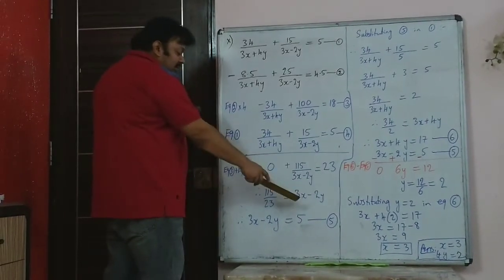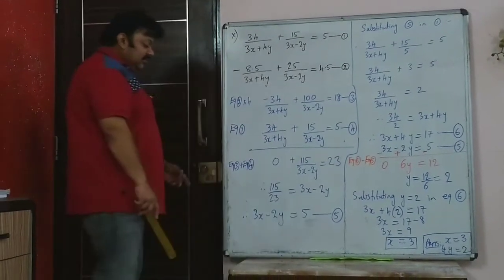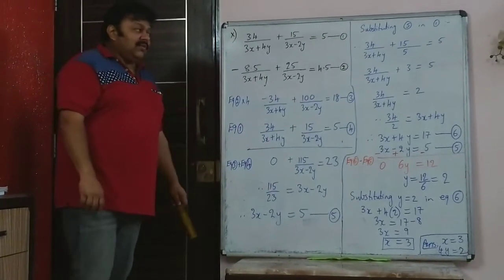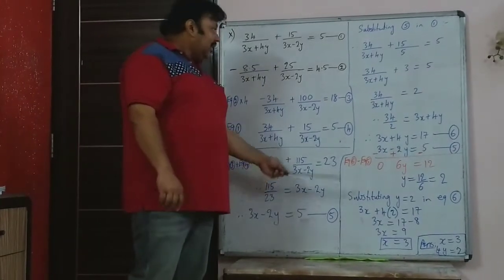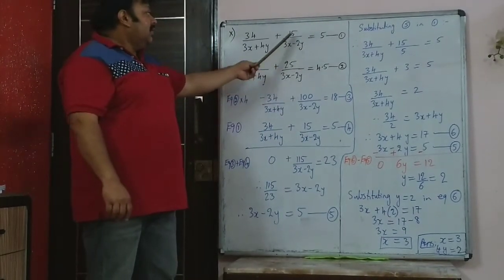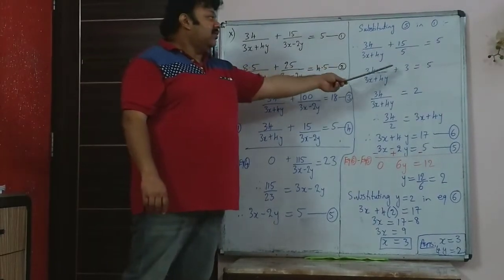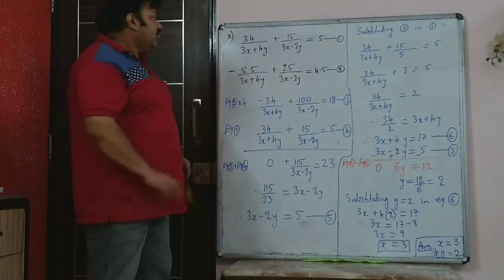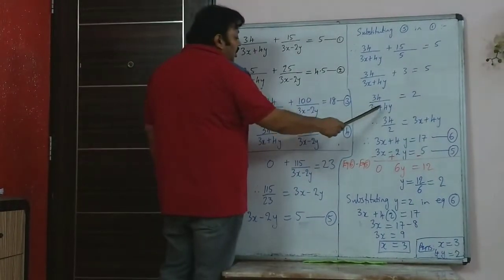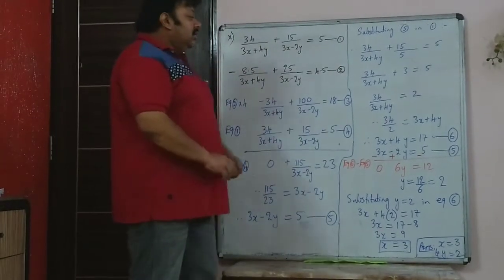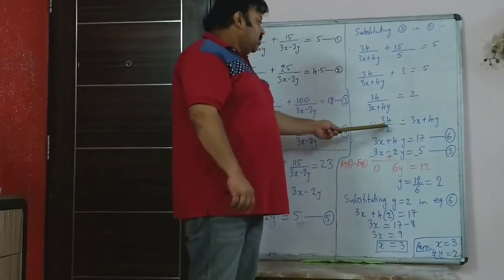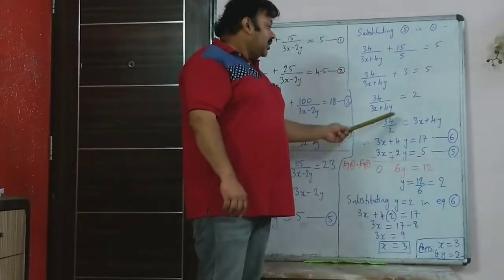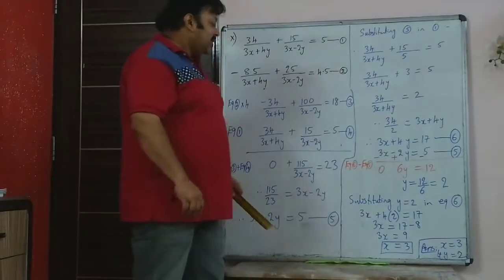And 3x minus 2y can be shifted to the other side. So you have 3x minus 2y is 5. That is a simplified equation. Now you substitute 3x minus 2y is 5 here. This will become 15 upon 5, which is 3. When you shift it to the other side, it becomes 5 minus 3, that is 2. So 34 upon 3x plus 4y is equal to 2. So now you shift the 2 here and 3x plus 4y to the other side. So you get 3x plus 4y is equal to 17.